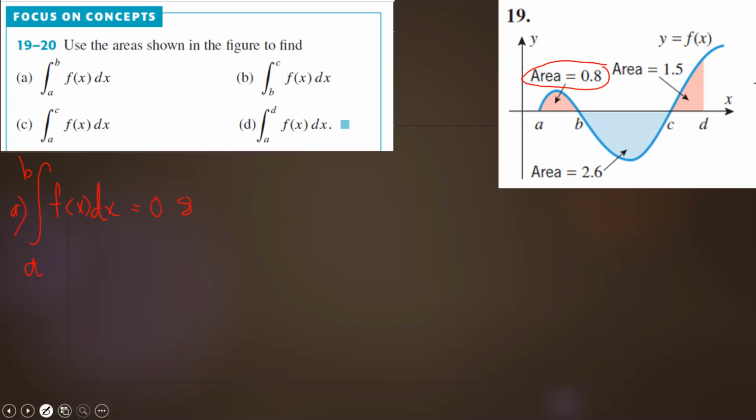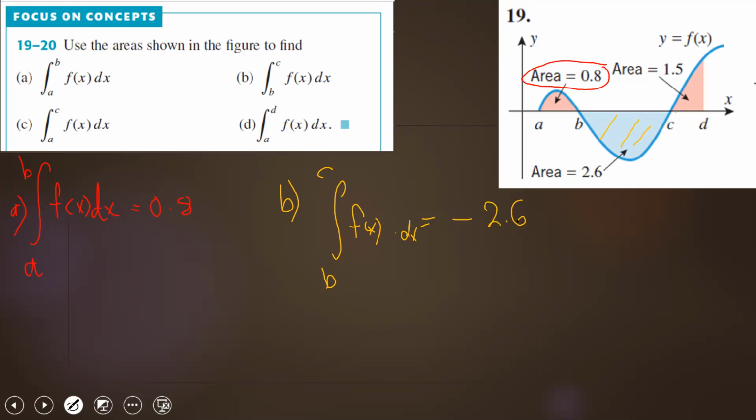Let's find now b. The integration from b, be careful, I start from down to up, from b to c. What's the area under here? 2.6. Yes, but positive or negative? Negative. Thank you, Shahid. It is negative 2.6.